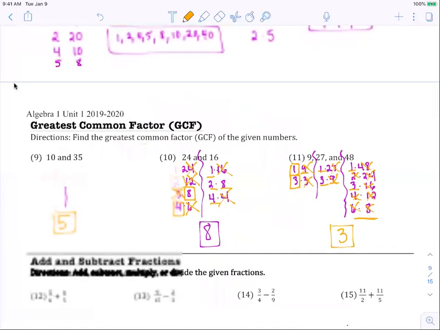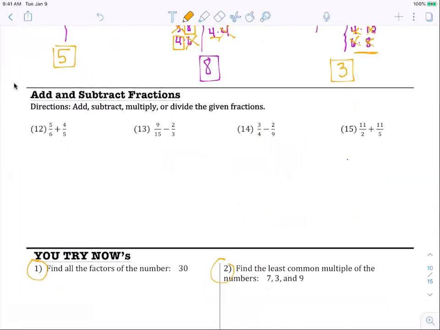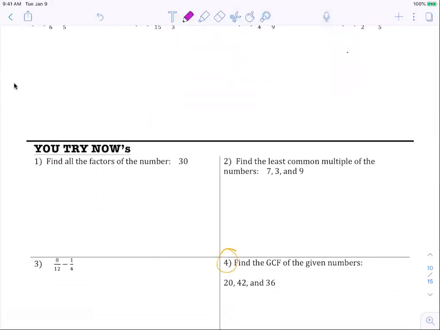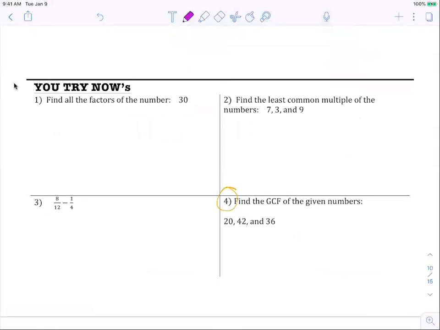Okay. Now, if you look at the next part, the add and subtract fractions, you don't have to actually do this. We're going to do this in class tomorrow. Remember, make sure to bring your calculator. I'm going to show you how to do this in class. But if you would like to, down below there are a couple examples that you can try if you want to start now. Hold off on number 3, but if you want to try 2, 1, 2, and 4, we're going to go over these in class tomorrow.